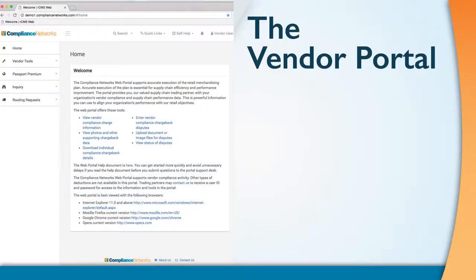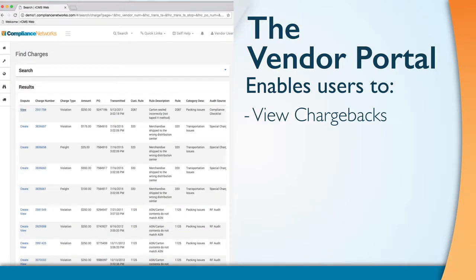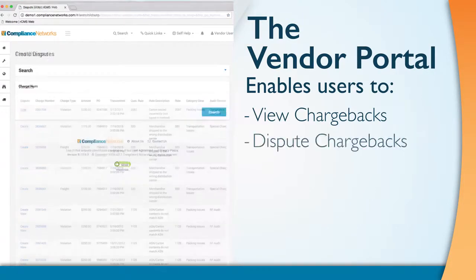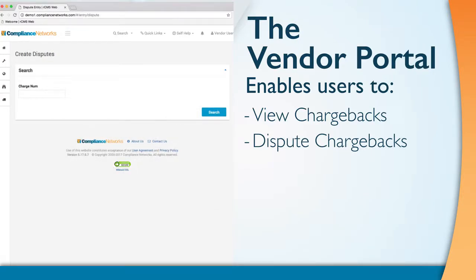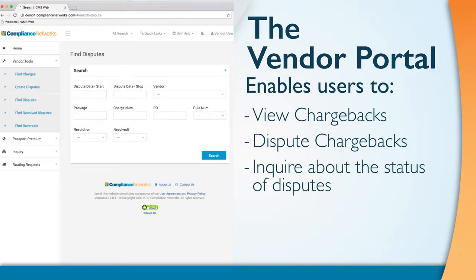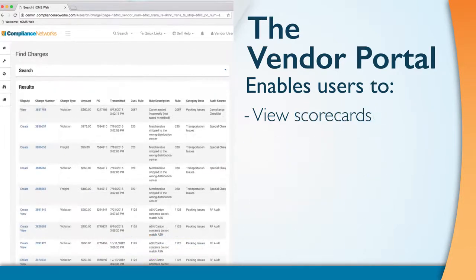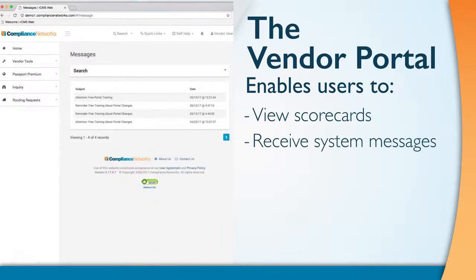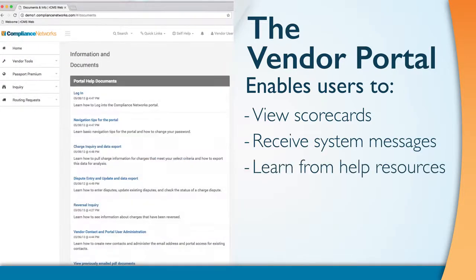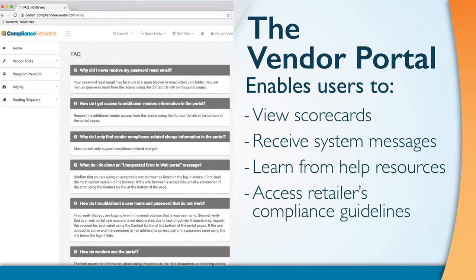The free vendor portals at ComplianceNetworks.com enable vendors to view chargeback information, including supporting reports and photos, dispute chargebacks, including the ability to attach documents that support reasons for the dispute, inquire about the status of disputes and any reversals, view daily, weekly, and monthly historical reports, manage users, view scorecards and reports when applicable, receive system messages or notifications, learn from help resources, including documents and videos, access retailers' compliance guidelines and other valuable trading partner information.